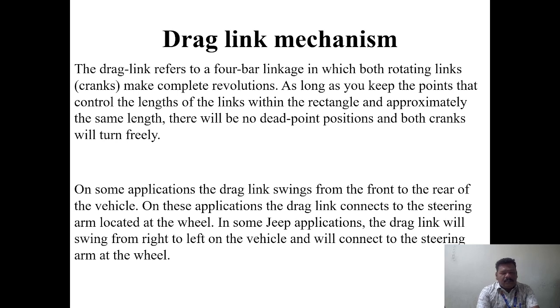In some applications, the drag link swings from the front to the rear of the vehicle. In this application, the drag link connects to the steering arm located at the wheel. In some Jeep applications, the drag link will swing from right to left on the vehicle and will be connected to the steering arm at the wheel. The drag link mechanism here is mainly used in the steering wheel mechanism.